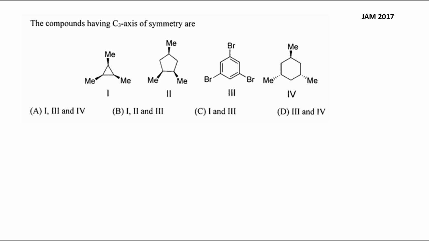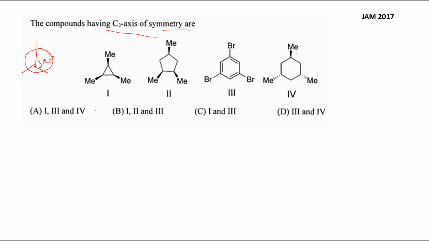Let's start. Here we have the first question. It is asking for the compounds having a C3 axis of symmetry. Now C3 axis of symmetry means a threefold rotational axis. It is 120 degree, or you can say one-third rotation of the full circle. So if I consider a circle like this, this angle will be 120 degree. So we will try to find in which case there will be a C3 axis of symmetry.